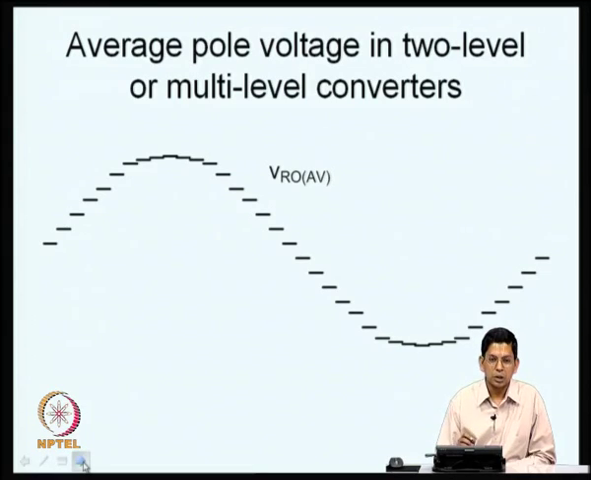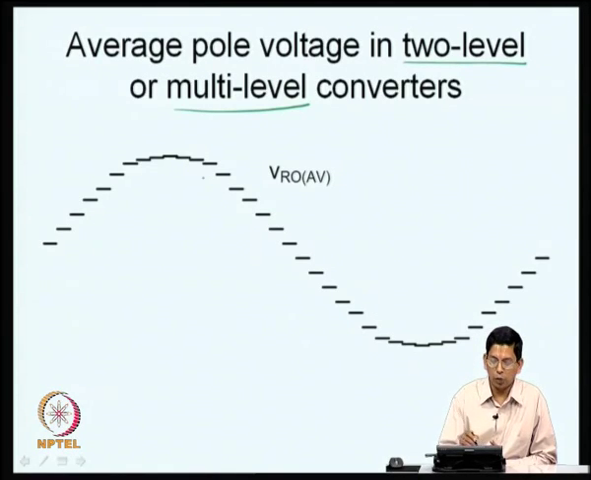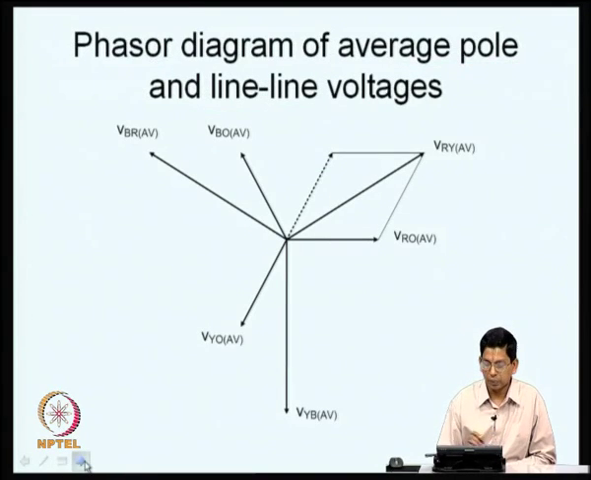Going back to this, either you are talking of a 2 level inverter or any multi level inverter, it is possible for you to modulate the pole voltage in a sinusoidal fashion, and we are going to modulate the pole voltage in a sinusoidal fashion now. If this is VRO average, let us look at the other average pole voltages. As I mentioned, this VRO average can have a maximum peak value equal to VDC by 2, or it can be anything like M times VDC by 2, where M is anywhere between 0 and 1.